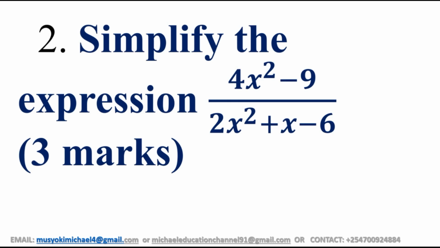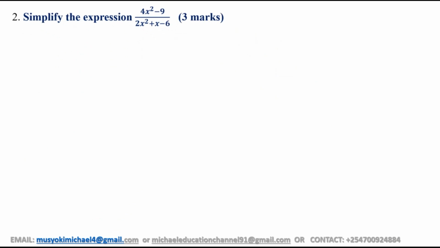Question number 2 says simplify the expression 4x squared minus 9 all over 2x squared plus x minus 6. For this expression, we are going to begin by factoring the numerator and also the denominator. Let us begin with factoring the numerator first, and then that value divided by the denominator.